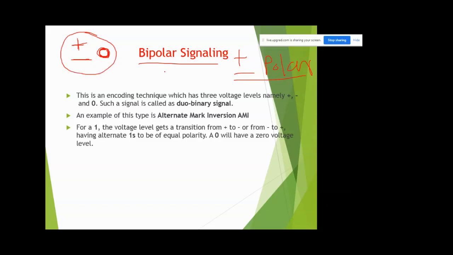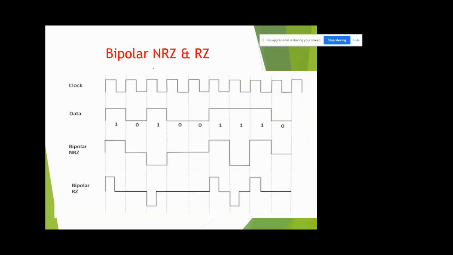Therefore it is called alternating mark inversion, AMI. We will see later why it is called alternating mark inversion. Now let's see one example. Again we will have 2 types, bipolar NRZ and bipolar RZ. This is the clock signal, this is the data. Now let's see what bipolar NRZ is. Now look carefully, it is very important.